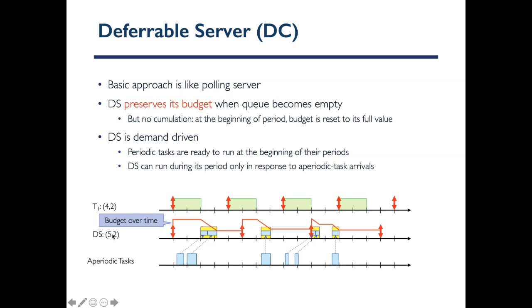So remember, for both deferrable servers, which is this case where you preserve your budget, and for the case of polling servers, we're basically running RM, rate monotonic. So we statically give priorities to tasks. Okay.